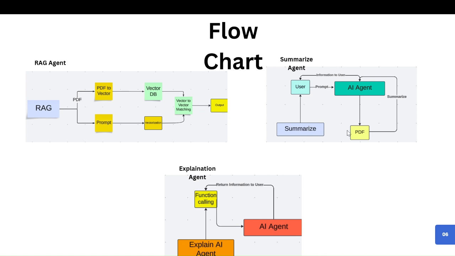Talking about the summarizer one, again it's pretty simple. There's this agent, and it goes to the PDF. It retrieves the data, and the data comes back to the agent. The agent analyzes the data, summarizes it, and throws back the data to the user.